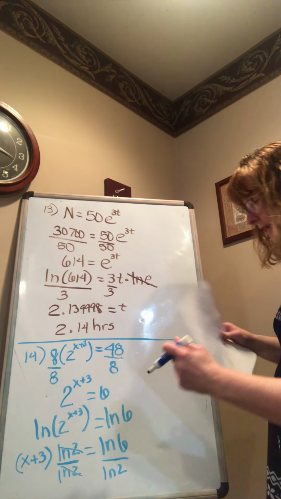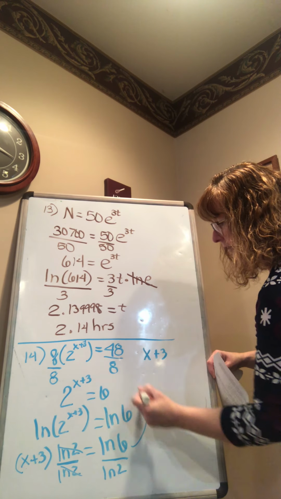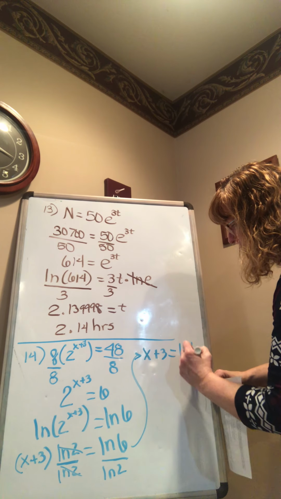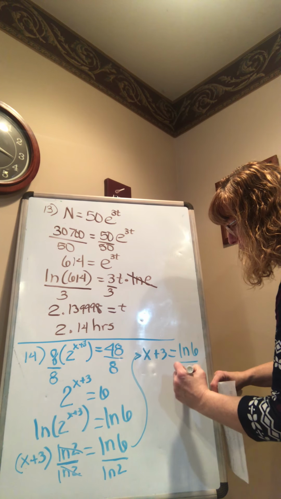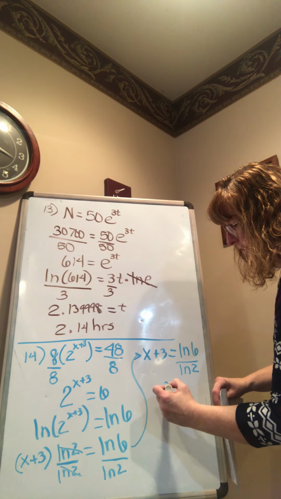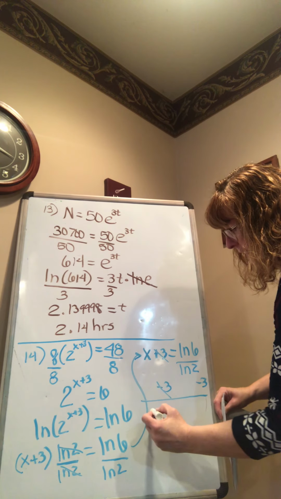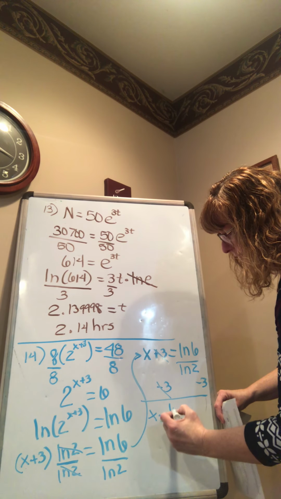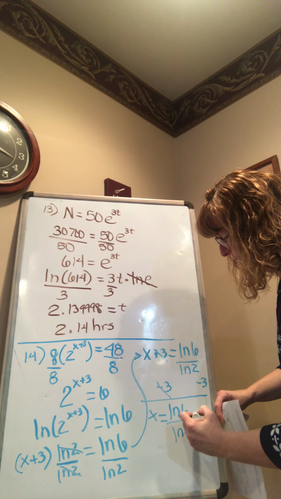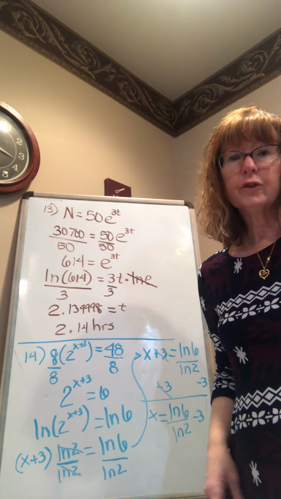And here I now have x plus 3. I'm just bringing this up so I can fit it. Natural log of 6 divided by natural log of 2. And if I want x by himself, I'm going to minus 3 from both sides. X is equal to the natural log of 6 divided by natural log of 2 minus 3. Choice 1. So there you have it.